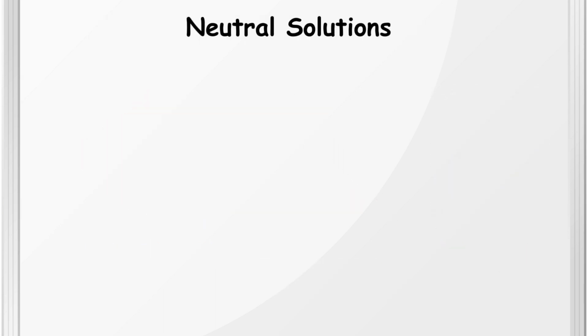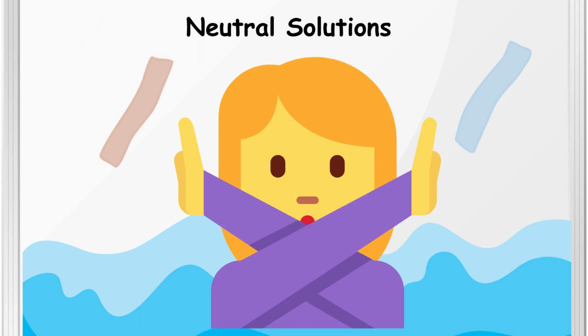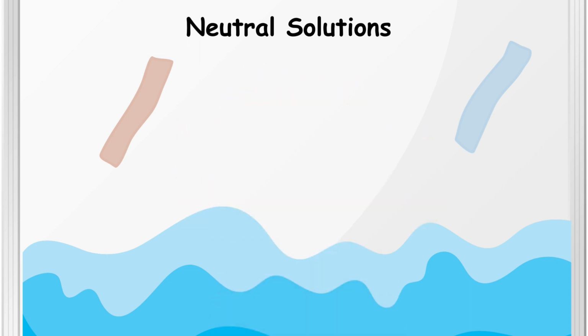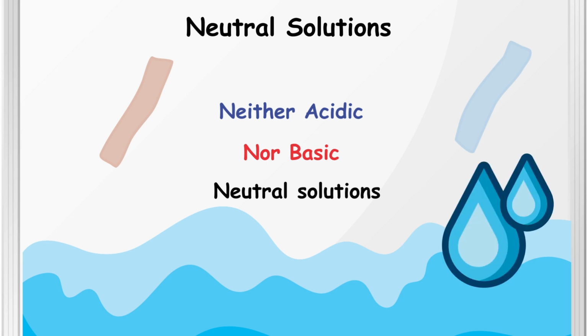Neutral solutions. Some substances have no effect on indicators, neither changing red litmus blue nor blue litmus red. These substances are known as neutral solutions. They are neither acidic nor basic. An example is water.